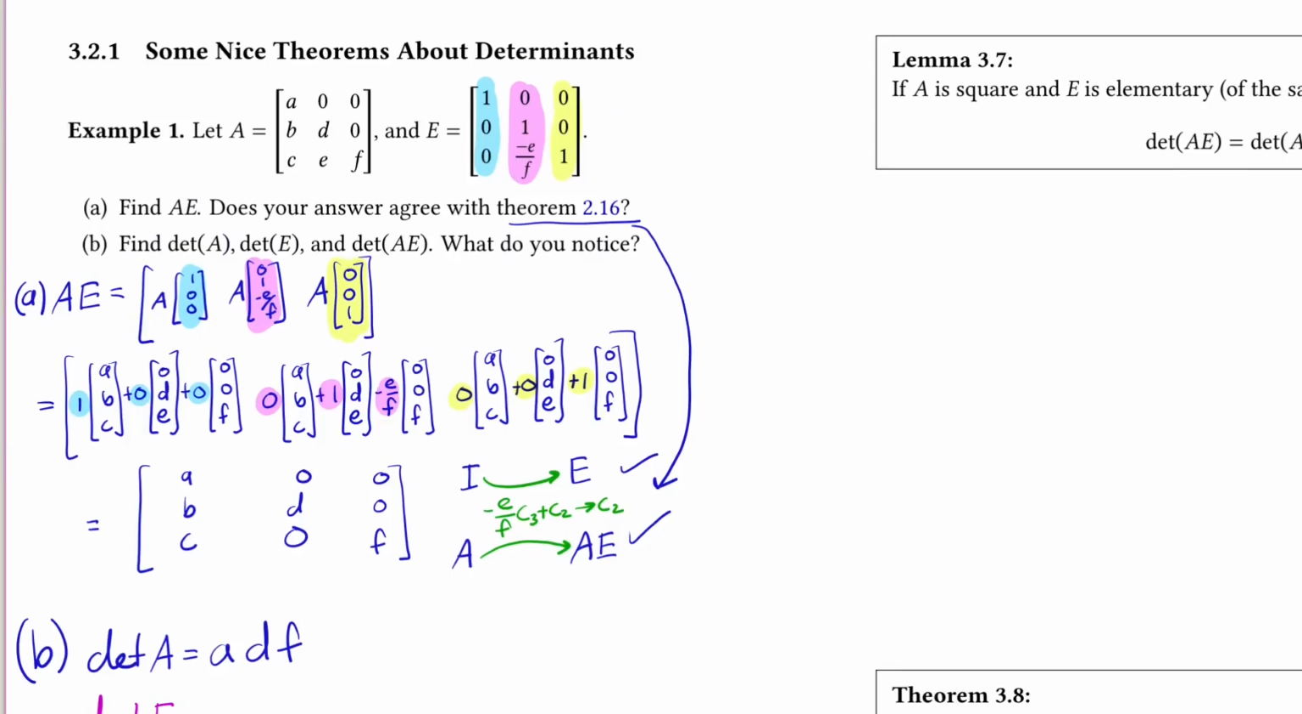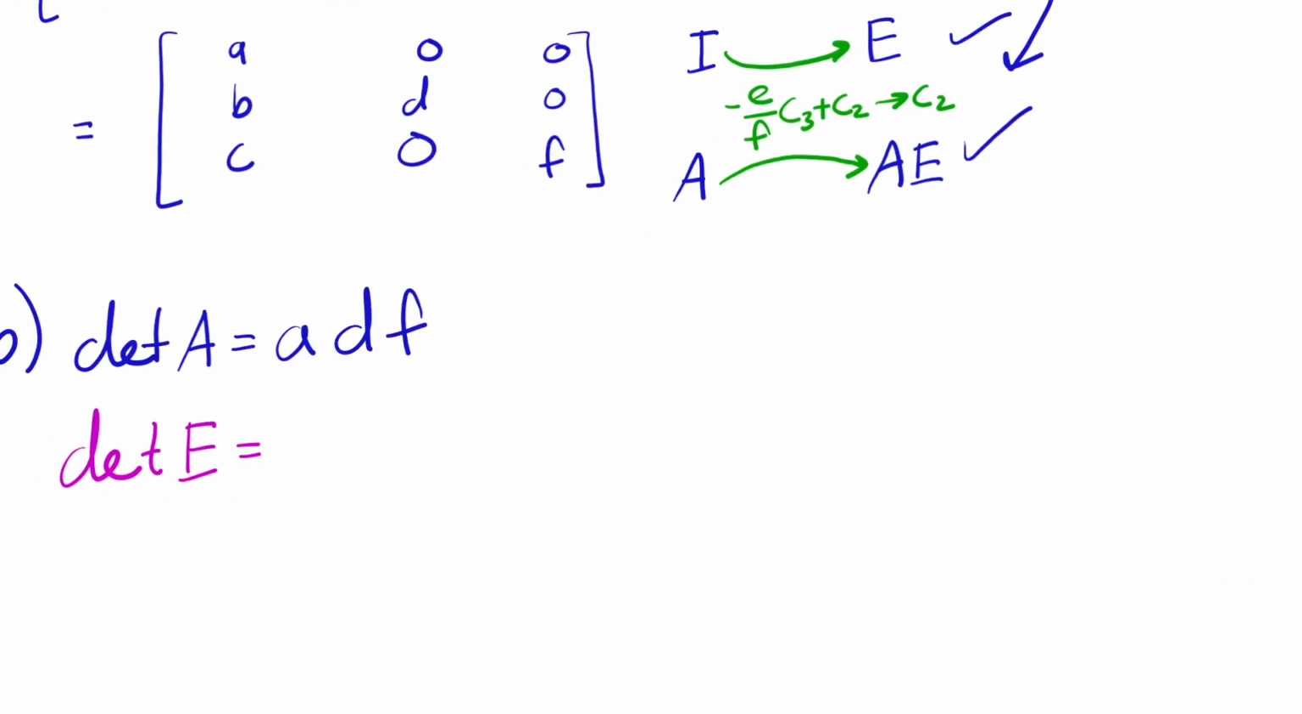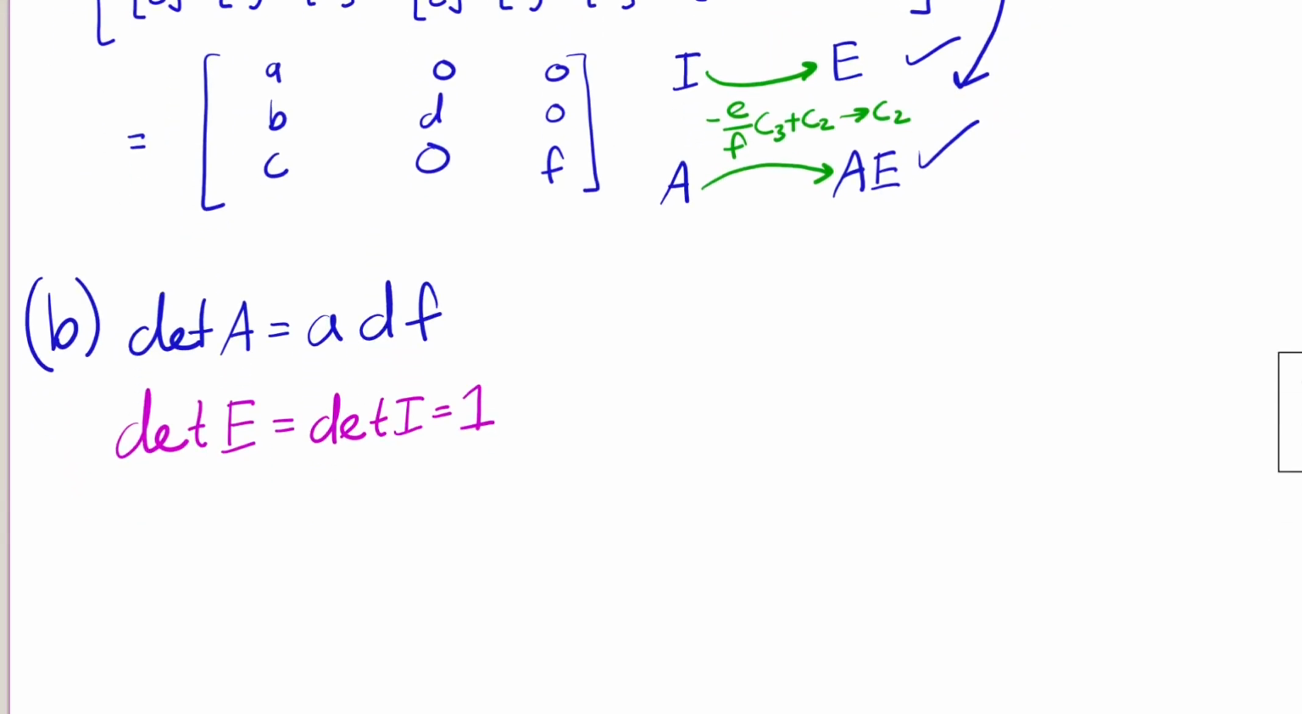You could also say that it's the result of doing a column replacement operation, which does not change the determinant from the determinant of the identity matrix, which is, of course, 1. And what is the determinant of AE? Well, it's still lower triangular, so the product of those diagonal entries is still A times D times F.